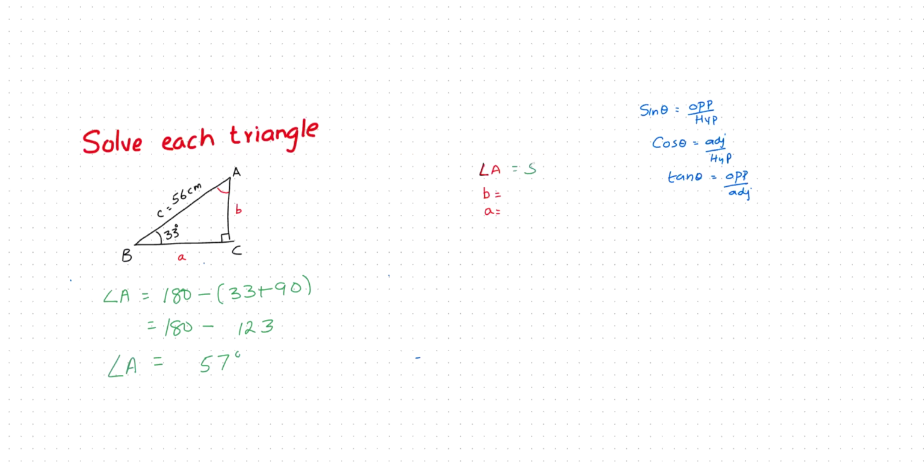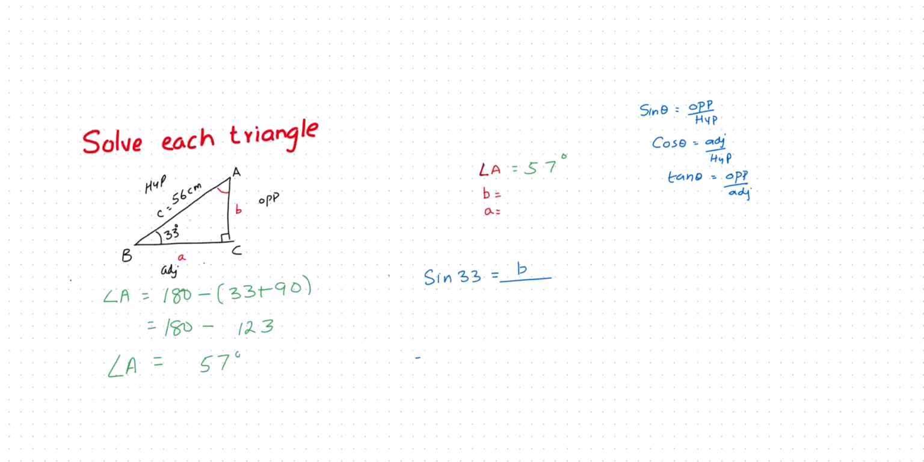Now we have to find side B and side A. So to find side B, this is angle B, 33. So this is called the opposite side, and this is the hypotenuse, and this side for B is called adjacent. So we have to find the opposite and we know the hypotenuse. So what ratio will you use for opposite and hypotenuse? Opposite over hypotenuse is sine. Sine theta is opposite upon hypotenuse. So we write sine 33 equals opposite is B and hypotenuse is 56.